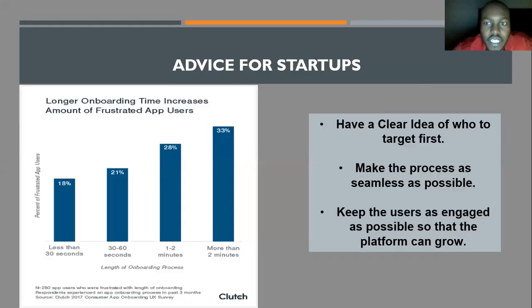So the advice for startups is have a clear idea of who to target first. Are you going to target your users first, or will you target your suppliers? And from this diagram, you can see that a longer onboarding time increases the amount of frustrated users for your app. So less than 30 seconds, 18% frustration. More than two minutes to sign up for onboarding for your app or your product means 33%. That's 1 in 3 people become frustrated and they don't follow through to the end.